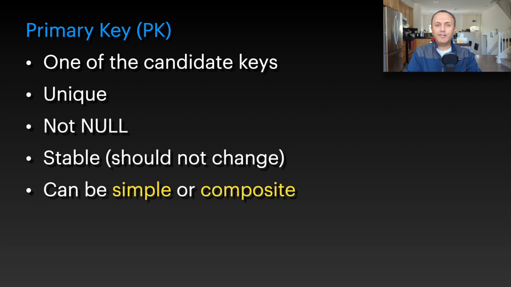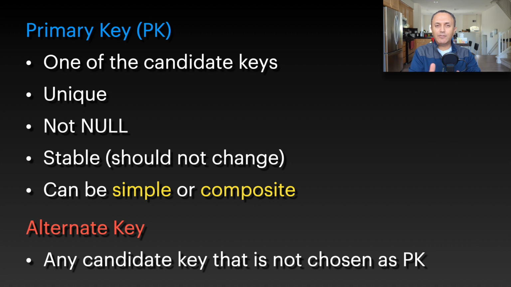It can also be simple or composite. If it's a single attribute, then it's simple. If it's multiple attributes, then it's a composite primary key. And as we said, any candidate key that was not chosen as the primary key is called an alternate key.